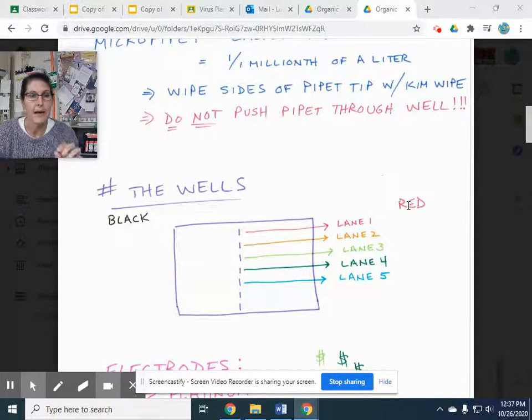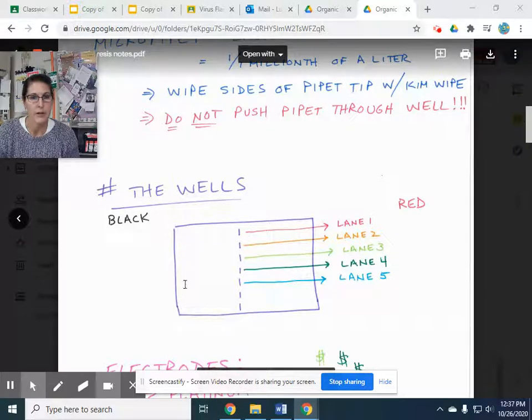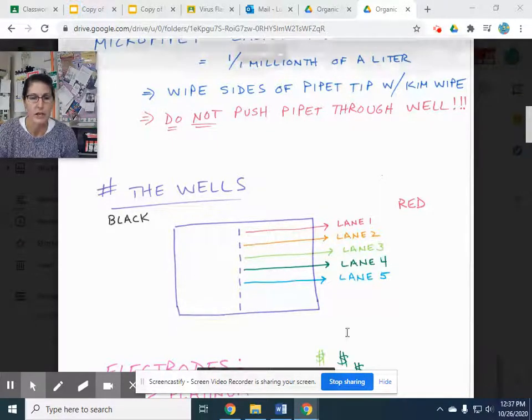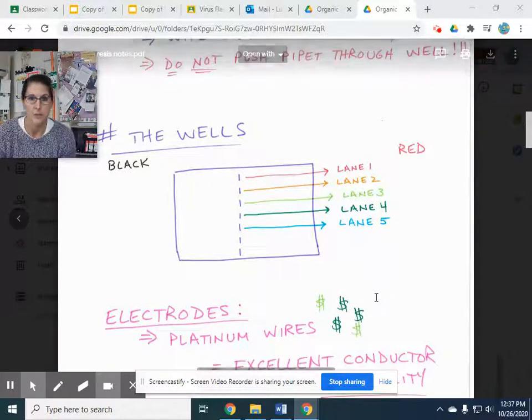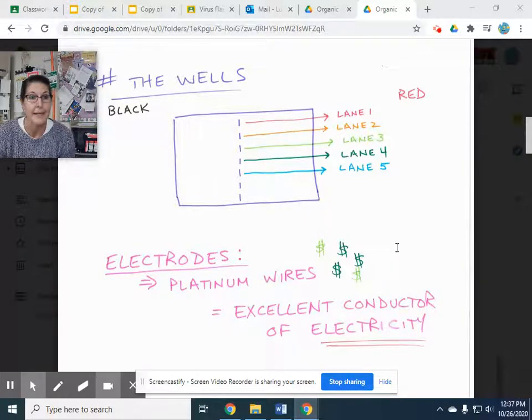But basically what's going to happen is that there'll be little wires that are going to run along the side of the box, along the gel, that's going to basically conduct the current. And those little electrodes are platinum wires.